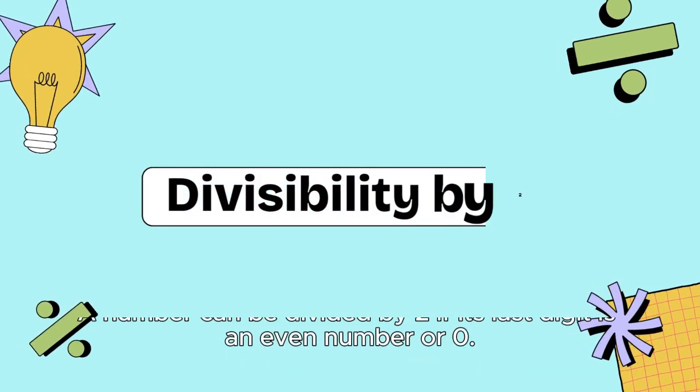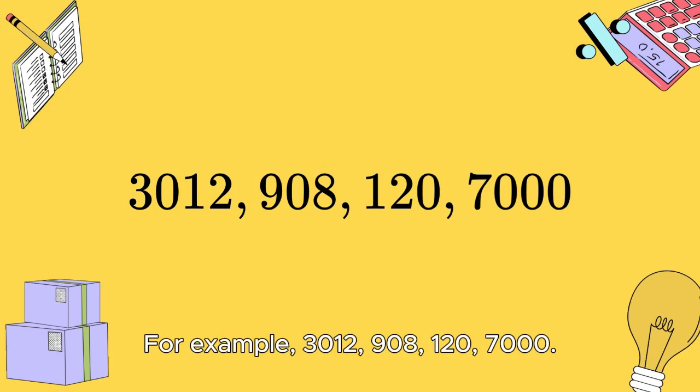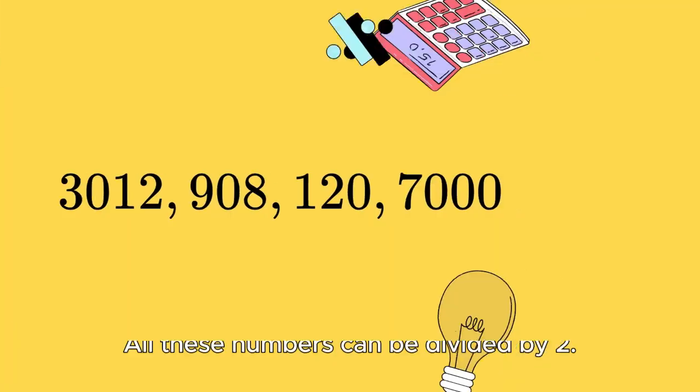Let's get started. Divisibility by 2. A number can be divided by 2 if its last digit is an even number or 0. For example, 3012, 908, 120, 7,000. All these numbers can be divided by 2.